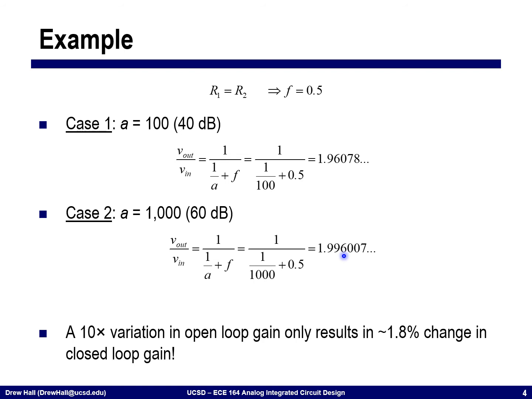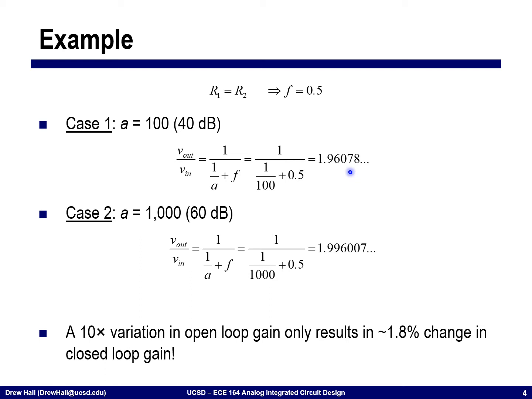And what this ultimately shows us is the second condition that feedback really helps with, and that's that if I have variation in the forward path gain, it only changes the closed loop gain by a small fraction. And so this is really where feedback is probably the most powerful technique that we'll use in analog circuit design. It's very hard to control the forward path gain of a lot of these high gain amplifiers.